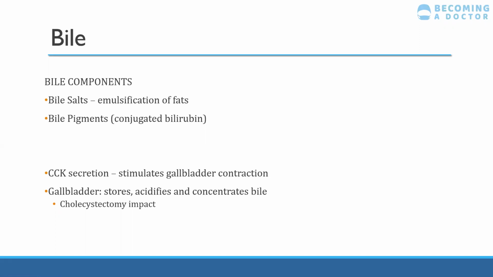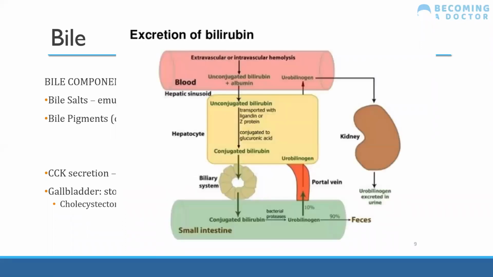And one of the risk factors to get gallstones and inflammation of your gallbladder, known as cholecystitis, is obesity. The other component of bile is your bile pigments, and these bile pigments are essentially your conjugated bilirubin. So your bilirubin, okay, there we go.